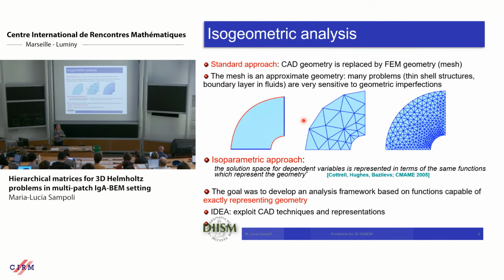So the idea was to try, first of all, to reduce any geometric error, just using the same representation, so B-spline or NURBS, to represent the computational domain. And then use this very same space also to approximate the solution.